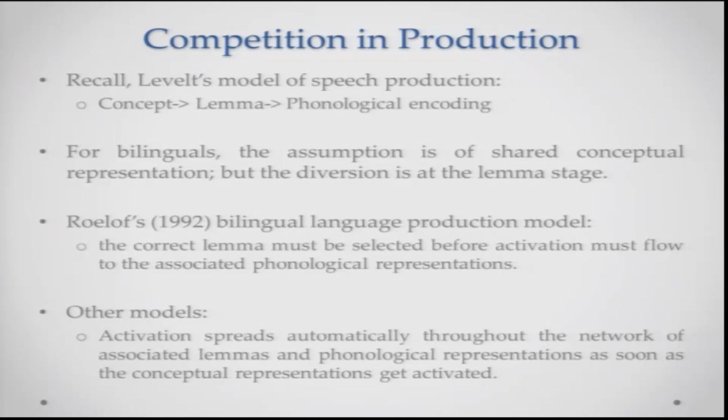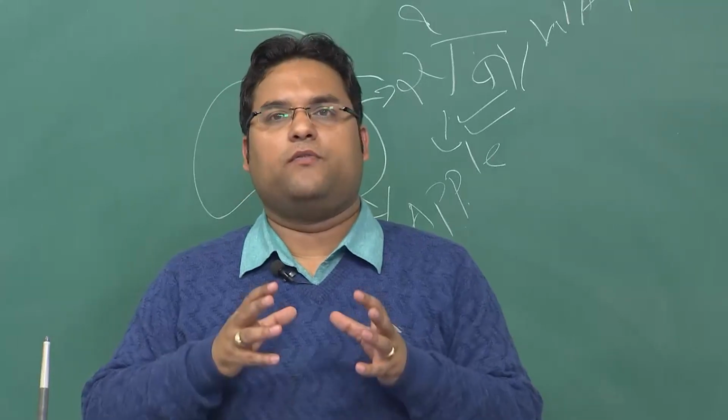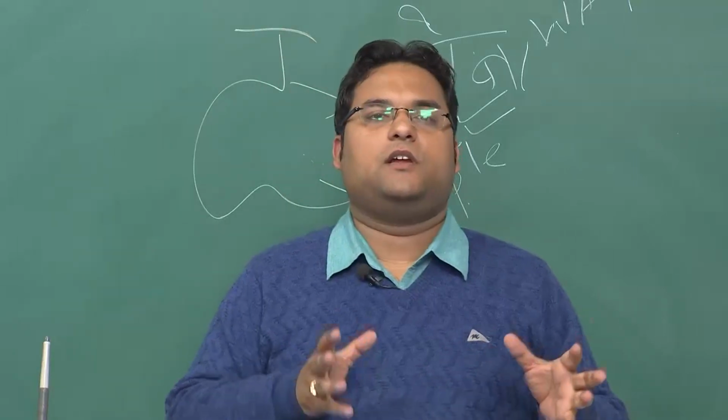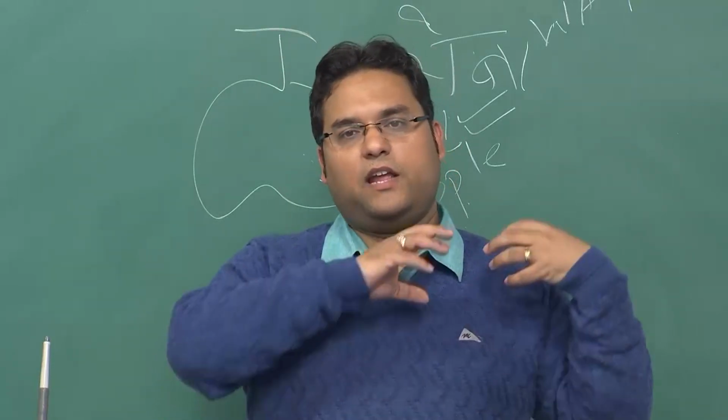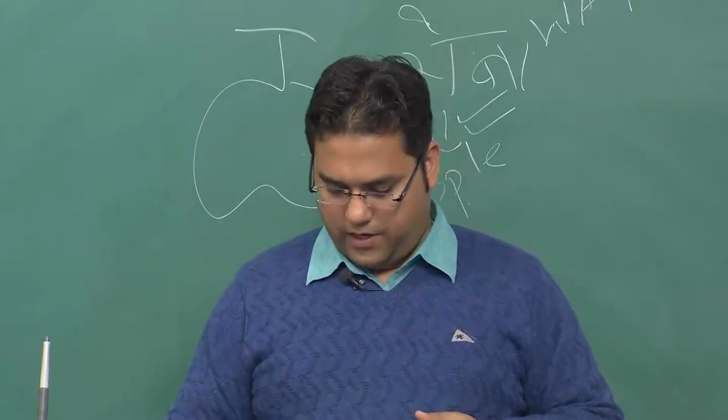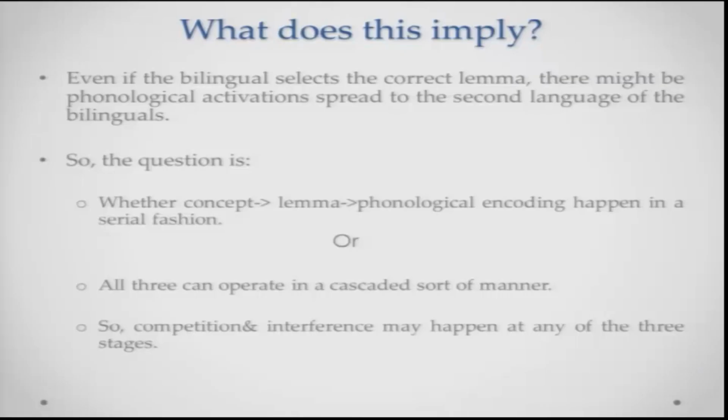So, if you remember the levels model of speech production, there was a concept and then you selected the lemma and then you started with phonological encoding. Now, for bilinguals, the assumption is of a shared conceptual representation, but there has to be a divergence at the lemma stage. So, activation is spreading automatically throughout the network of the associated lemmas and phonological representations as soon as the conceptual representations are getting activated. So, the idea is that everything is getting activated, but from the lemma stage onwards language specific activation should be there. What does this imply?